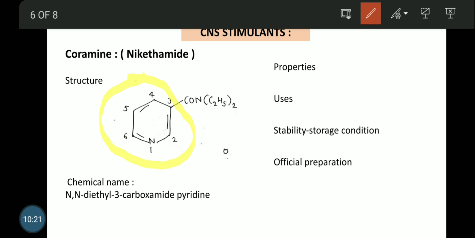Give the numbering 1, 2, 3, 4, 5 and 6. You will see that the substituent group is present at third position. What is the name of this substituent group? In case of heterocyclic compounds, at the last I have explained to you the rules of nitrogen, that if a substituent group is present at a nitrogen atom, then how you are going to write down the chemical name.